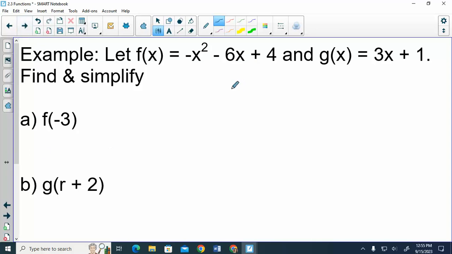If I give you some functions, when I ask you to find f of negative 3, what am I asking you to do? F of negative 3, I'm basically saying find your y when x is negative 3. So f tells me it's function f. You replace all of those x's with a negative 3.